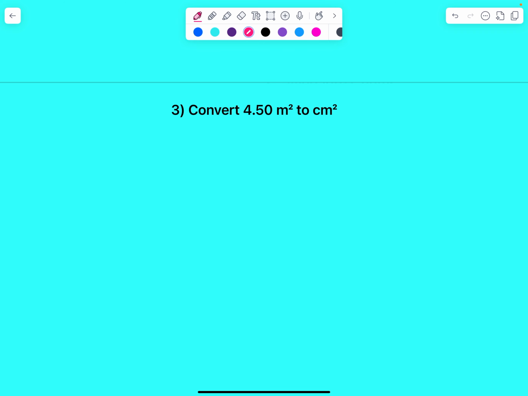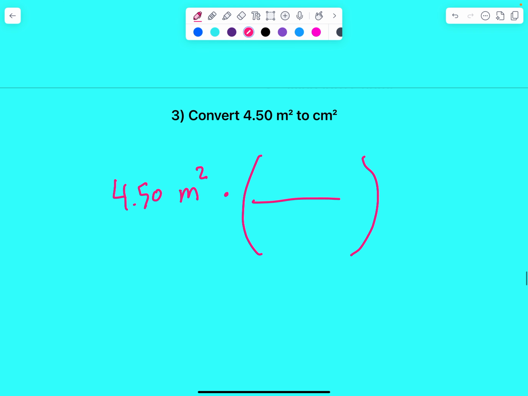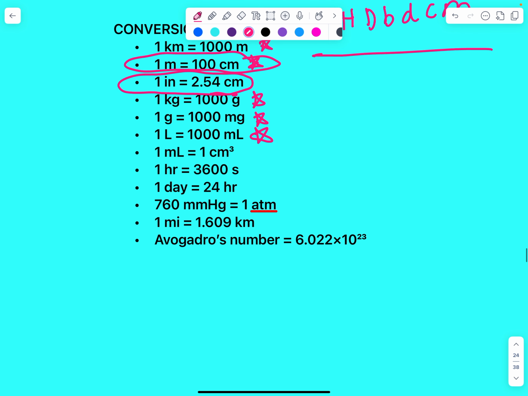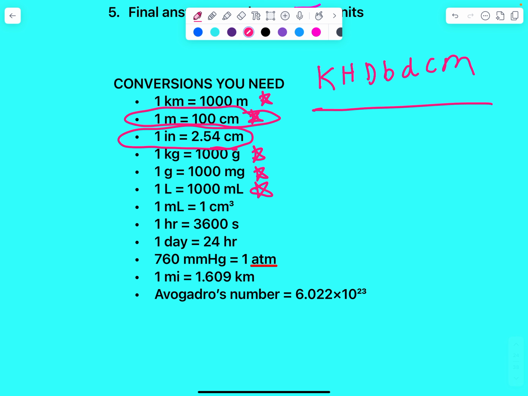Okay, let's try this one. You've got 4.50 meters squared, and you're trying to get to centimeters squared. So I'm going to write 4.50 meters squared. What do I know about meters becoming centimeters? Well, first and foremost, meters would go here to cancel that out. Let me take a look at my rules. I don't see anything about meters squared, because remember, meters cubed is like that, meters squared is like that. So I would clear that up.